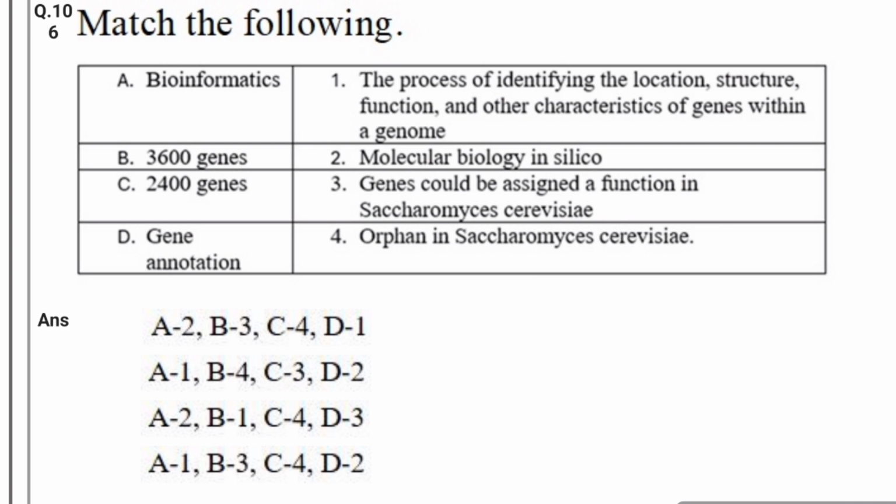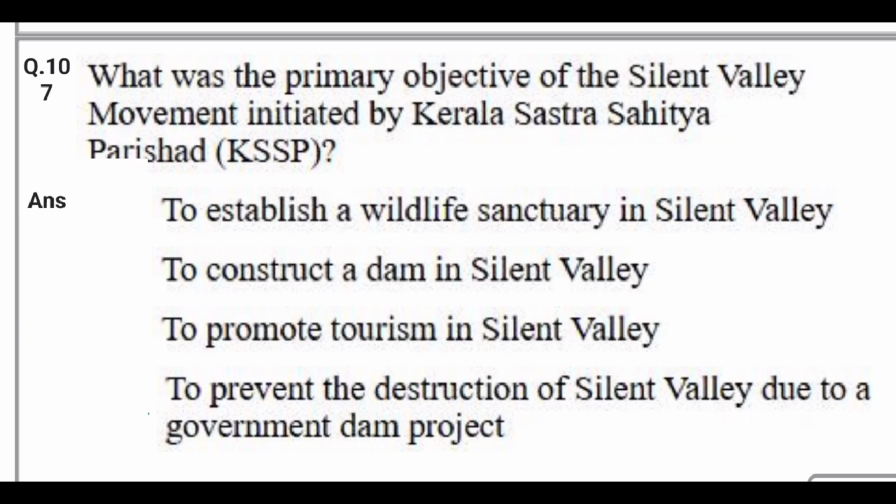Here also you have to match list 1 with list 2. Bioinformatics is related to molecular biology in silico. 3600 genes is related to genes that could be assigned a function in Saccharomyces cerevisiae. 2400 genes is related to orphans in Saccharomyces cerevisiae. Gene annotation is related to the process of identifying the location, structure, function and other characteristics of genes within a genome. That is the correct answer. That means the first one is the correct answer. Let's see the next question.